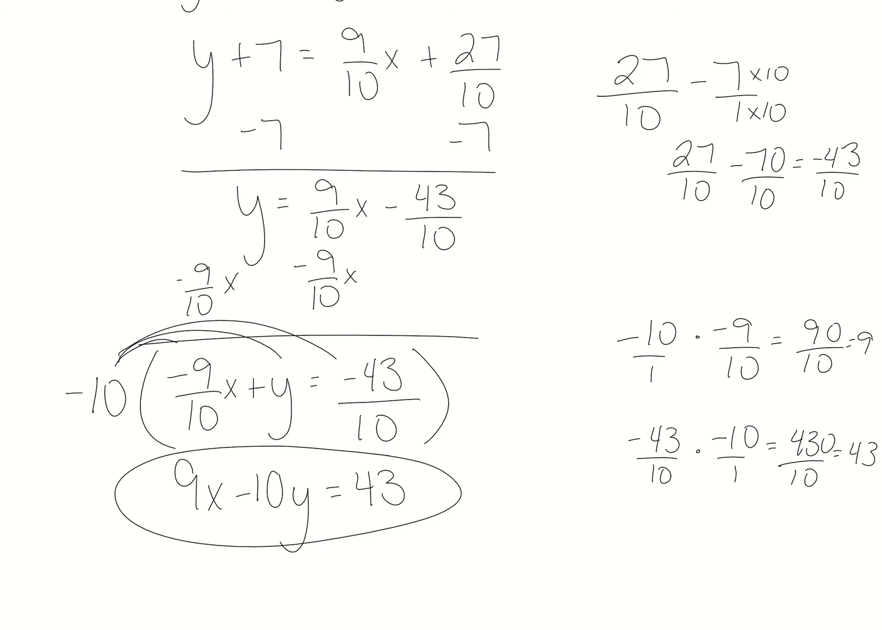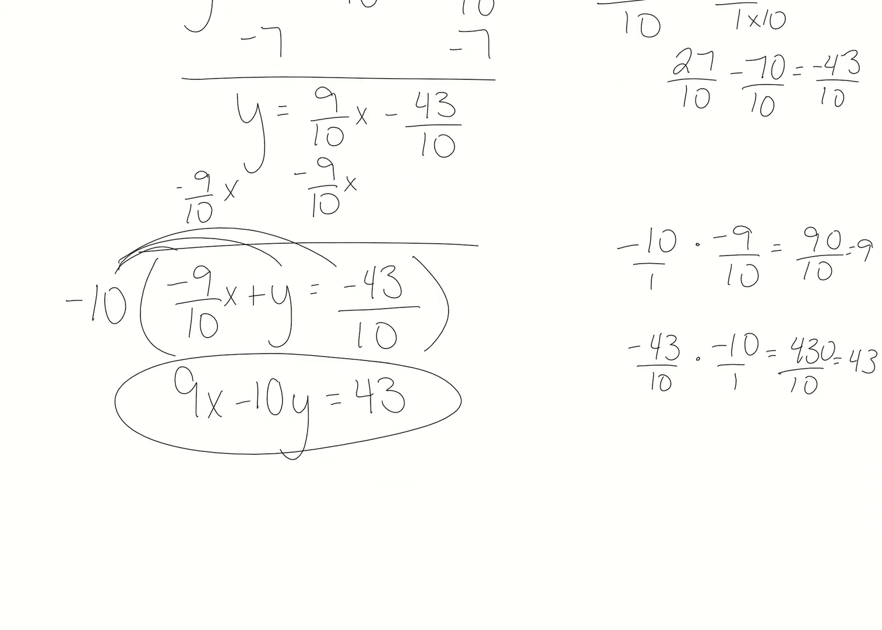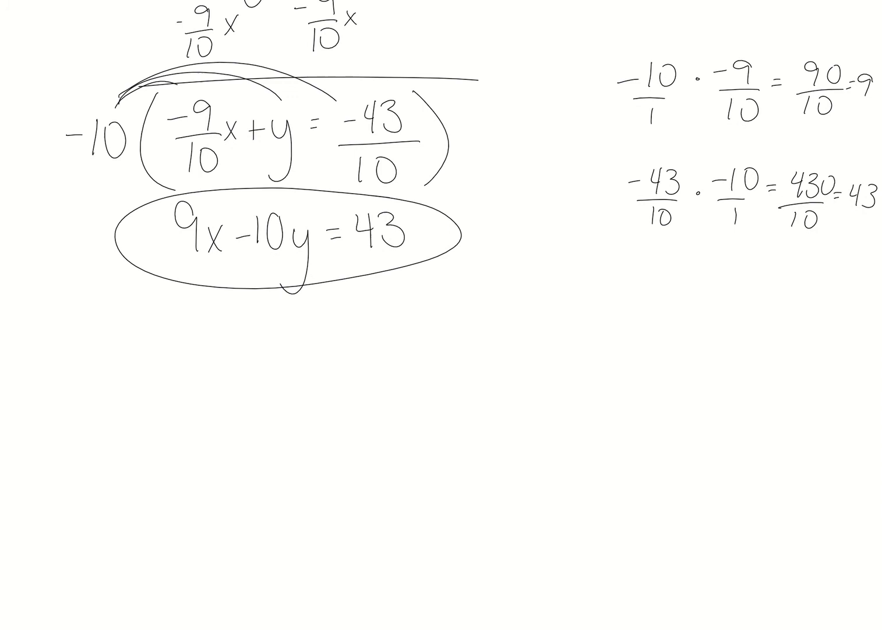It's in ax plus by form. It's okay if this is not a plus. It can be a minus. It's the same thing. Like you could put plus negative 10y. That's the same thing. A and B are both whole numbers, and A is positive. So we're done there. So last but not least is number 25.